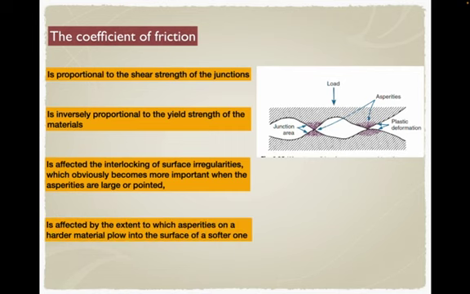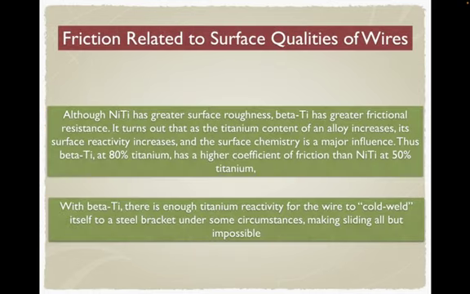And the last one: if we have two surfaces and one of them is harder, the harder surface is going to cause something we call plowing in the surface of the softer object, causing, for example, a hole or a depression that will prevent the sliding of the arch wire. So the coefficient of friction depends on the shear strength, on the yield strength of the object, and on the interlocking we are having, and it can be affected by the plowing effect, which is when a harder material causes abrasion to the softer material.